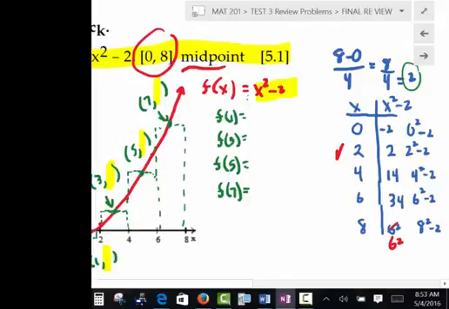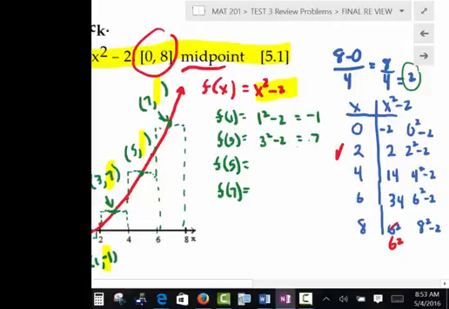So f of 1: you go 1 squared minus 2, so that's negative 1. Let's fill that point in now as having a y value negative 1. And it looks right, doesn't it? It's down below the x-axis. Go to f of 3. f of 3 is going to be 3 squared minus 2. That's 9 minus 2, so that is 7.